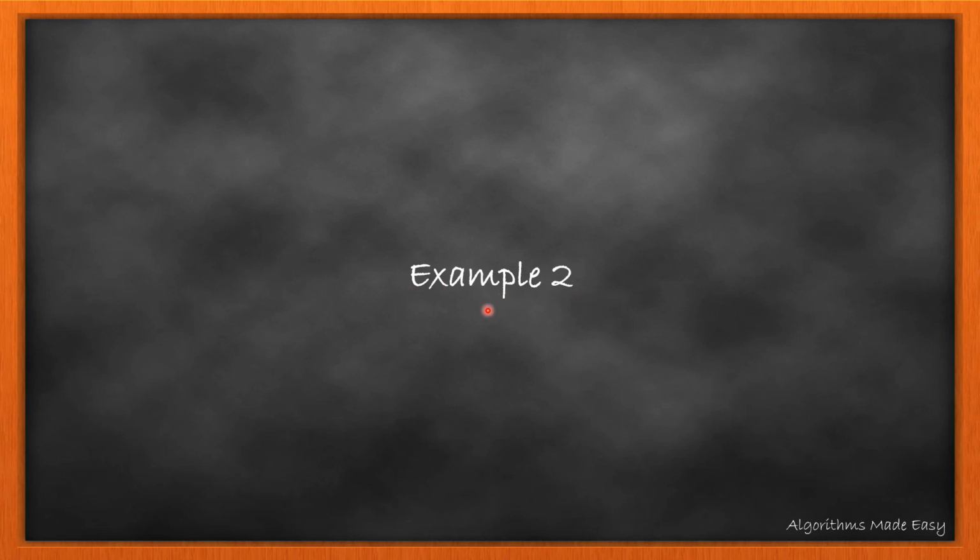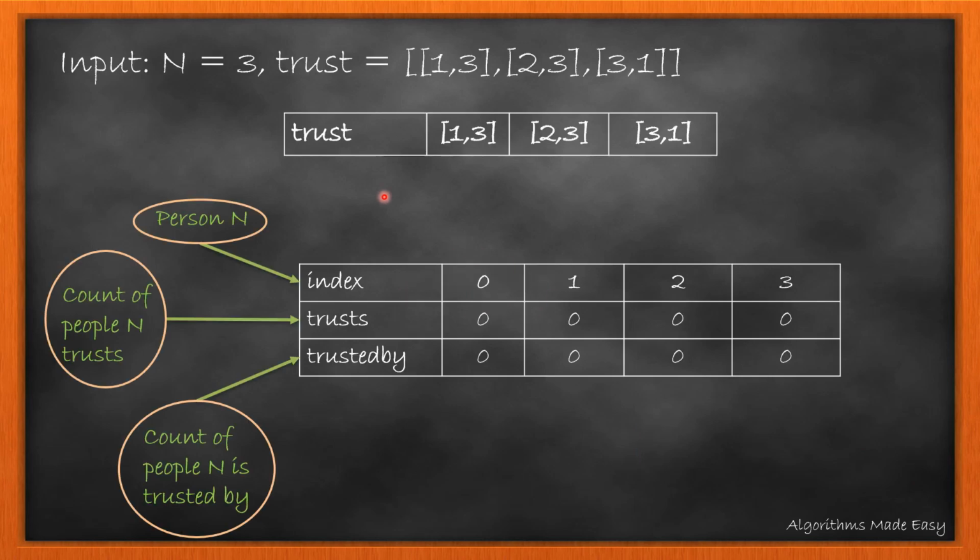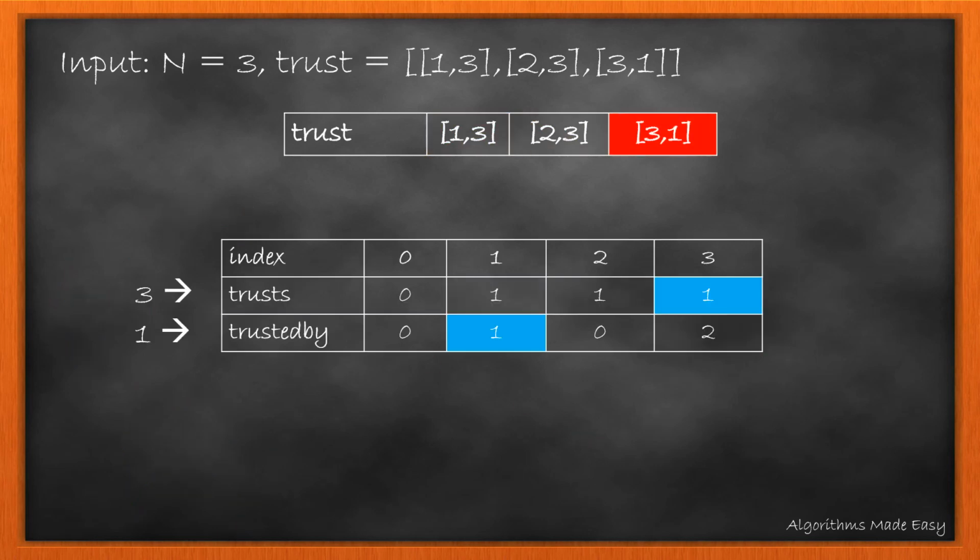Now let's take another example. We have n as 3 and a trust array. We will again initialize two arrays, trusts and trustedBy, of length n plus 1. We will iterate through the input array and update the values in both the arrays. Finally, we will get these updated arrays.